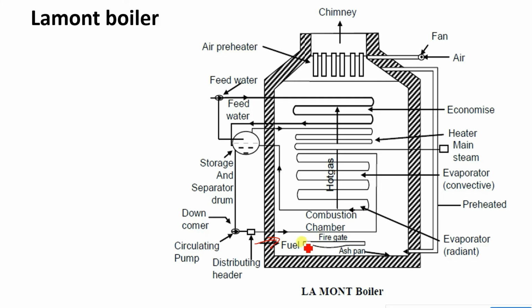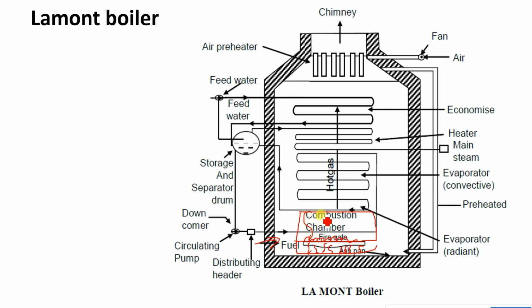From the fire door, fuel is supplied on the grate where the combustion takes place. This region is called the combustion chamber. And here ash will be collected, so it is the ash pit.